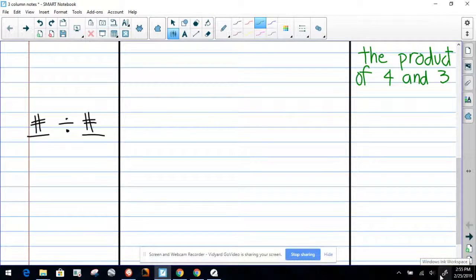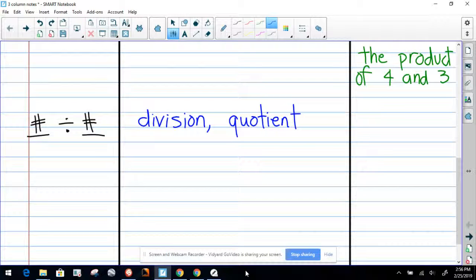Now, what if you have a division? Well, again, this is called the division, and the answer of the division is called the quotient. So let's say you have the same numbers, 4 divided by 3, which is the same thing. They're equal. Now, how will you write this in word form?